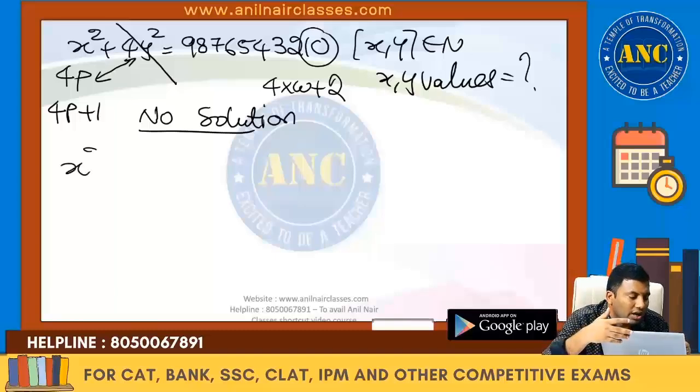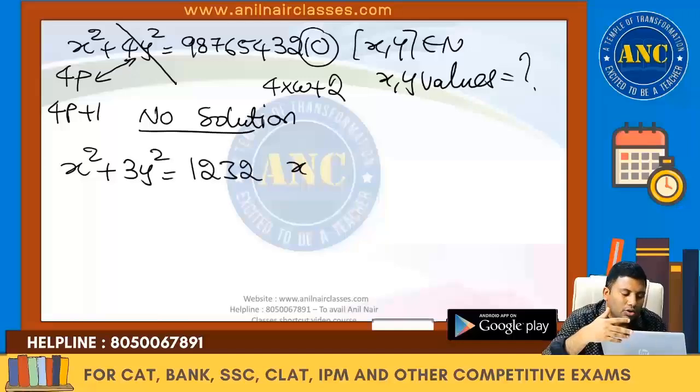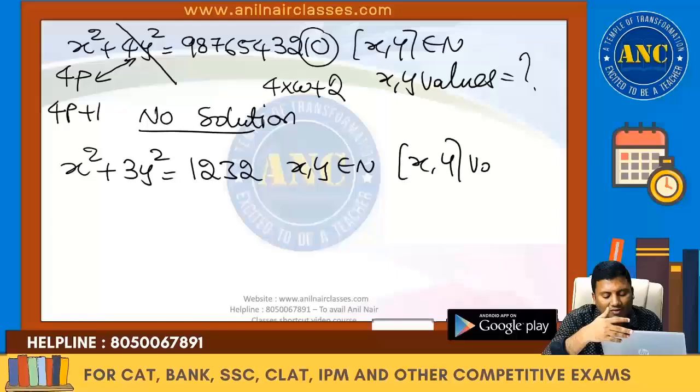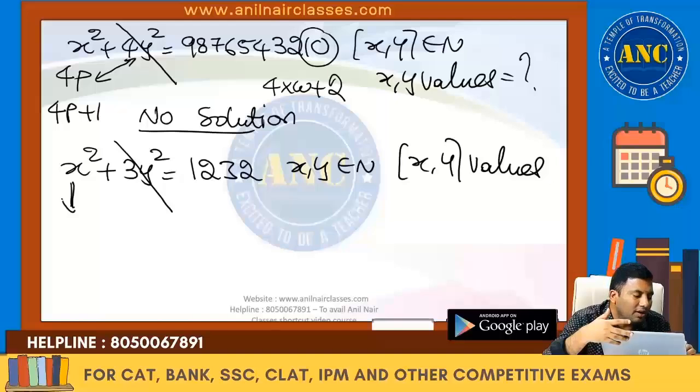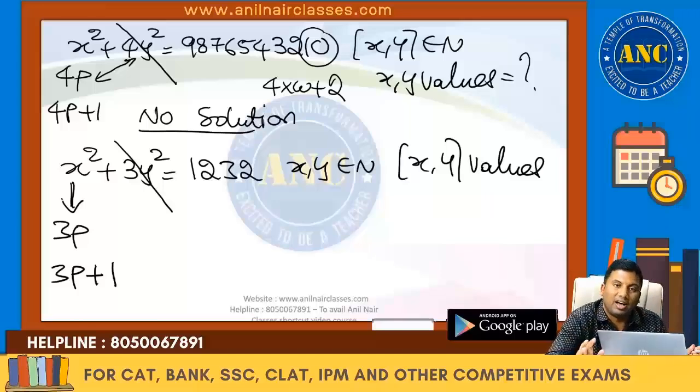Third question. x square plus 3y square equals 1232. x, y are natural numbers. How many values will x, y take? This is divisible by 3. Any number when divided by 3 either is perfectly divisible or gives a remainder 1. Are you all with me?